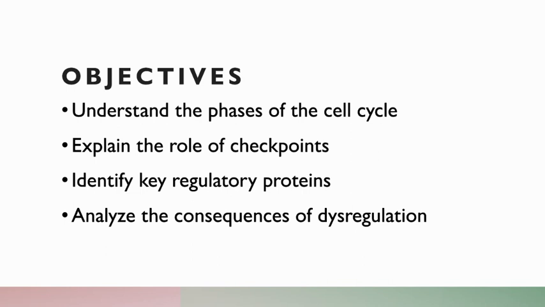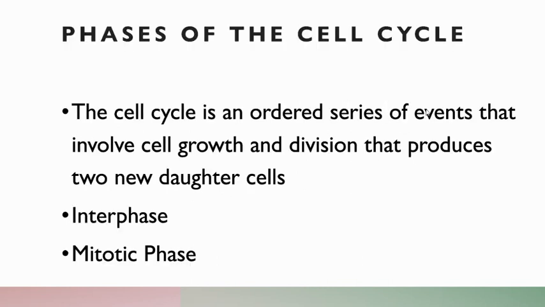So what we are doing is we're going to start here with the phases of the cell cycle. We've talked about this before, but we are going to dive in a little deeper today. So the cell cycle is an ordered series of events that involve cell growth and division that produces two new daughter cells.